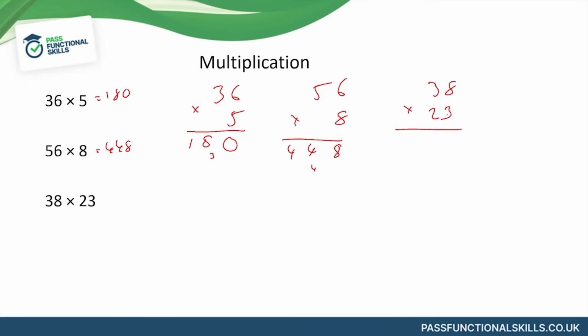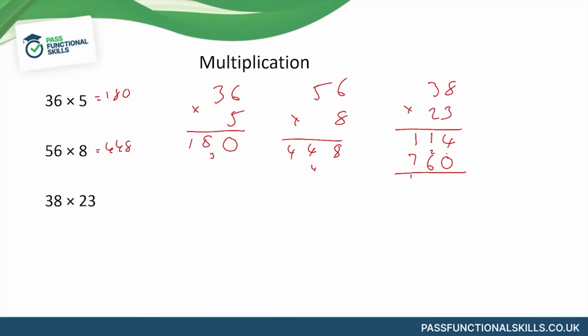Absolute carnage. So let's start with the 3. 3 times 8 is 24. 4, carry 2. 3 times 3 is 9 plus 2 is 11. Moving on to the 2, but before we do that we're going to put in a 0. I'll explain why in a moment. 2 times 8 is 16, 6 carry 1, 2 3s are 6 plus 1 is 7.